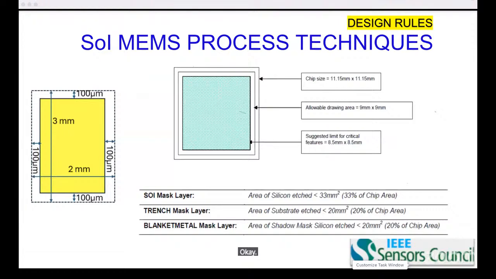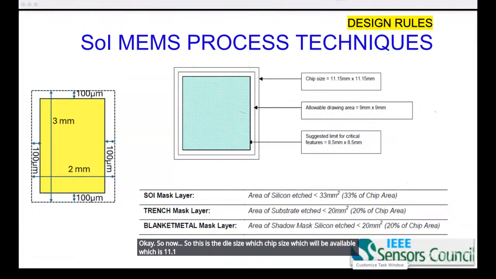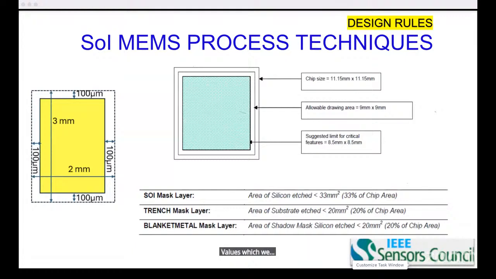So this is the die size, the chip size, which will be available. That is one die, which we have as 11.15 mm by 11.15 mm.